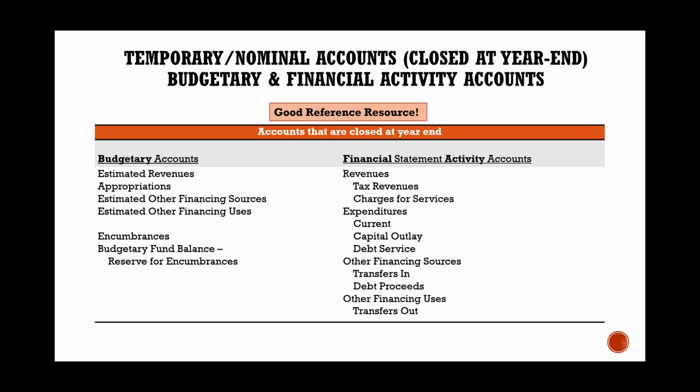Now on the right-hand side, you're going to see the financial activity accounts. Now you'll sometimes see them called financial accounts or activity accounts or financial activity accounts. They'll be called any one of those names, so just know those are kind of interchangeable. These are the ones that you are probably more familiar with, right? They look more similar to what we would see in a for-profit organization. So you got revenues. Now, obviously, tax revenues is not something you're going to have in a for-profit organization. You've got expenditures, and then your other financing sources in and out. Okay, so you got transfers in, proceeds from debt, and transfers out.